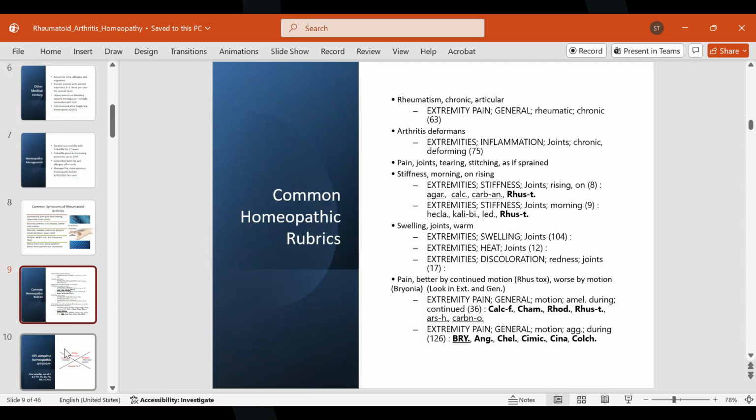Swelling of the joints, heat of the joints, redness of the joints, pain better with motion. And here's where we typically differentiate. Better during motion, you think of remedies like Rhus tox, and worse during motion. And usually the more inflamed it is, it'll be worse during motion. Then you think of remedies like Bryonia, but there's others as well.